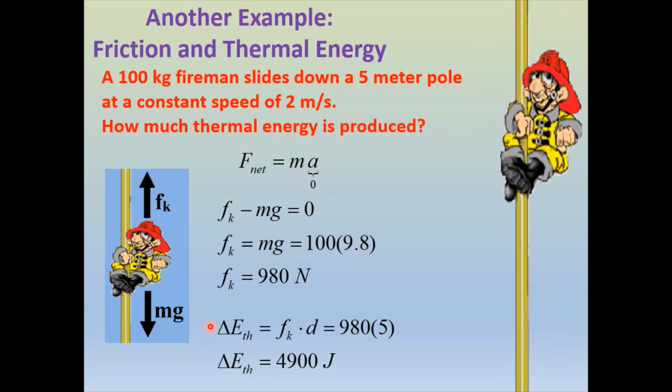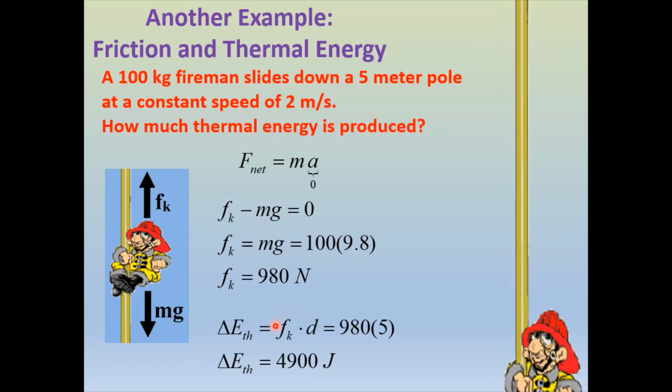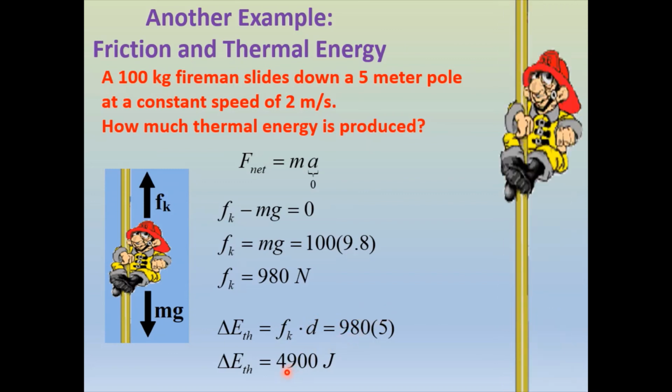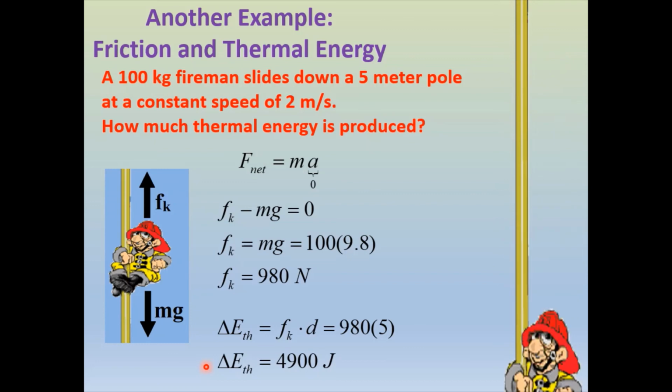So the amount of thermal energy created is equal to the friction force times distance. This is the work that friction does here, force times distance. So we've got 980 newtons times 5 meters, which turns out to be 4,900 joules. So that's the amount of thermal energy produced as he slides once down this 5-meter pole.